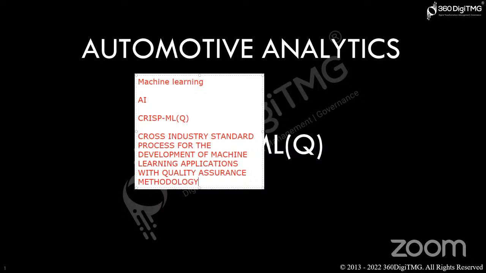This CRISP MLQ is also a project management methodology. For any data science project, these steps we need to focus on. These 6 phases are very important to develop a machine learning project. So today let us understand clearly what CRISP MLQ is. It is for the development of machine learning applications with quality assurance, consisting of 6 phases. Today we will discuss each and every step clearly.